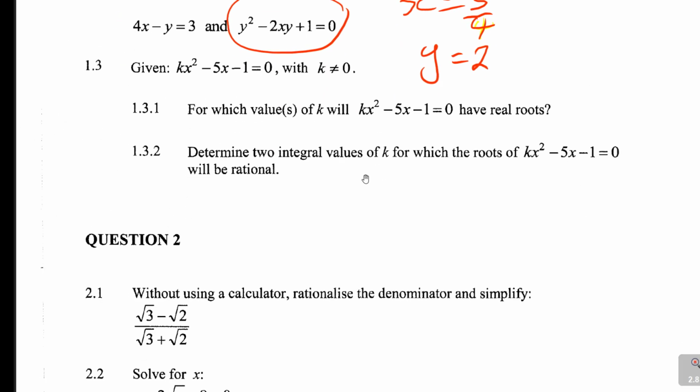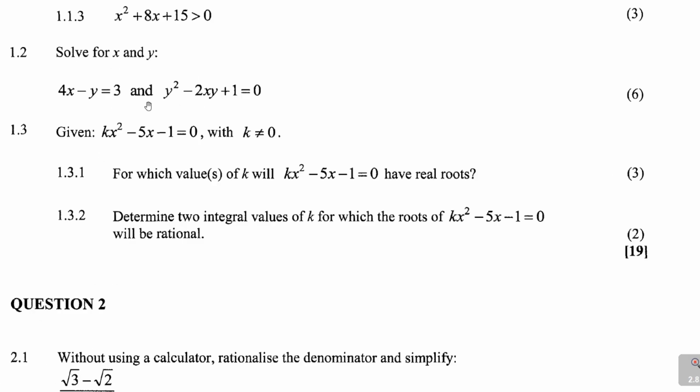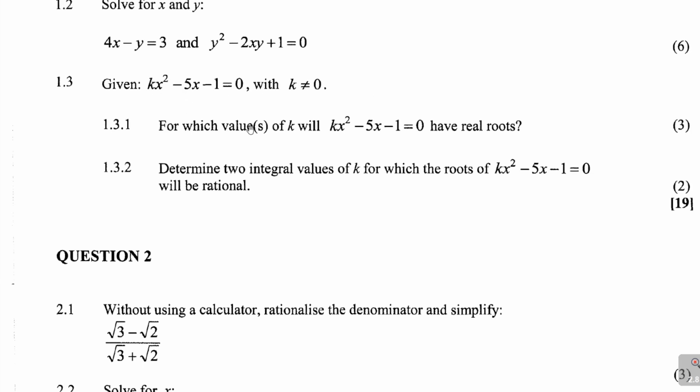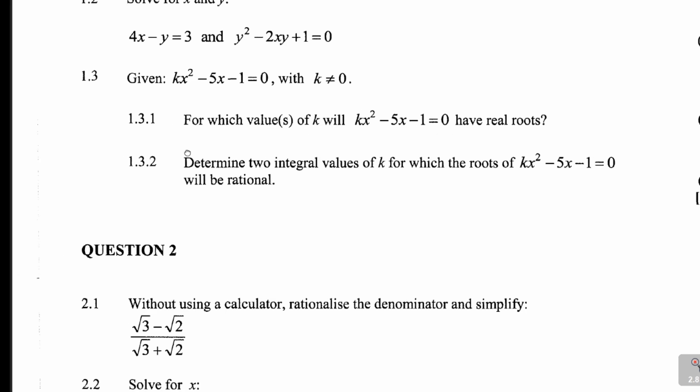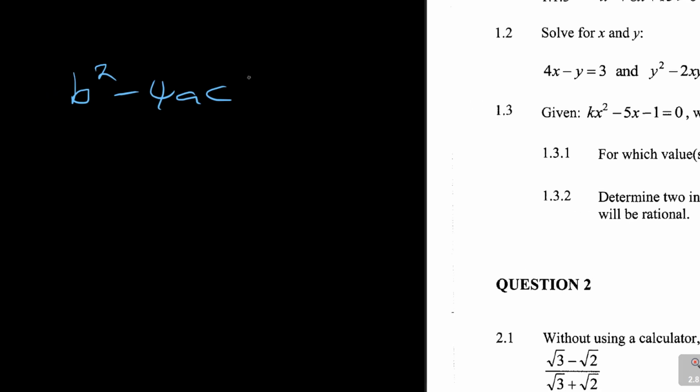And then the last one, quickly, as I said, I didn't want to take more time here. I wasted time on this simultaneous thing. It says given kx squared minus 5x minus 1 is equal to 0, where k is not equal to 0, for which value or values of k will these have real roots? To have real roots, remember, it's coming from the nature of roots, you have got b squared minus 4ac of the quadratic formula. To have real roots, it must be greater than or equal to 0. That's where the whole thing is here.